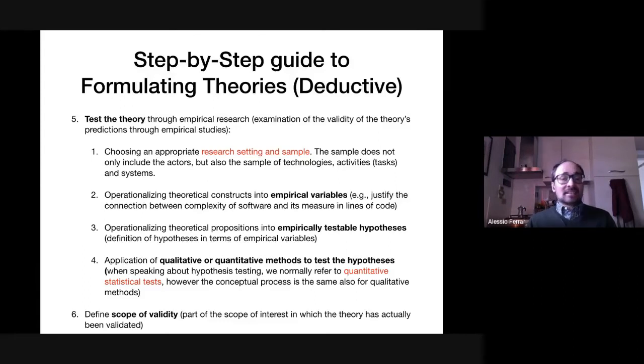And finally, define the scope of validity. I have selected a sample, and therefore I didn't verify my theory for the whole possible set of samples, but just for a specific set of cases. Scope of validity is the part of the scope of interest in which the theory has actually been validated.